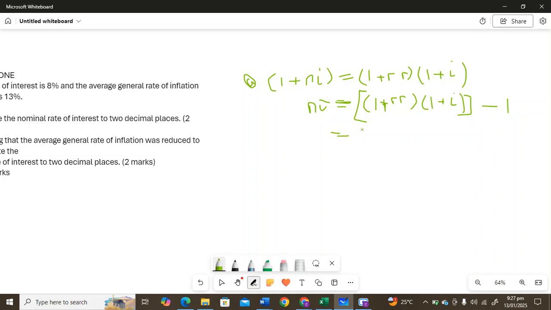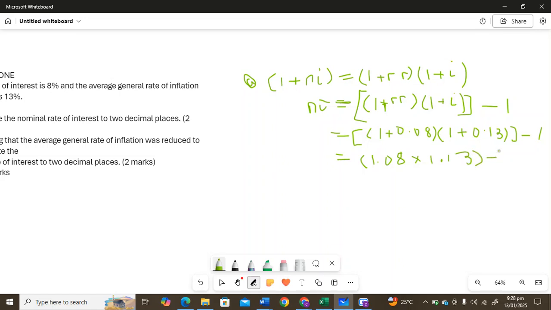So our real rate of interest is 8%. So you say 1 plus 0.08. Then here open brackets, 1 plus our inflation rate, which is 13%, so 1 plus 0.13, close brackets, minus 1. So 1 plus 0.08, that is 1.08, multiplied by 1 plus 0.13, that is 1.13.